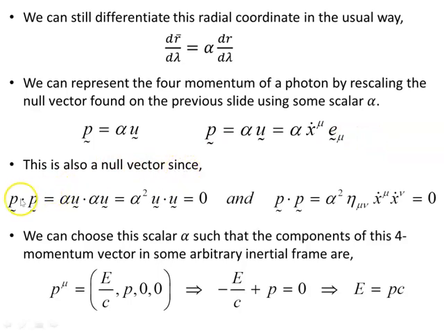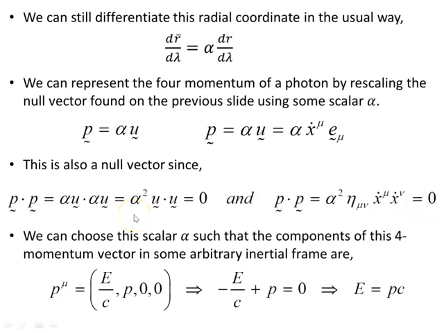This is also a null vector, since P dot P, the inner product of P with itself, is alpha u contracted with alpha u, which is alpha squared u dot u. We know u dot u is 0 already, so that takes this scalar product to 0. Writing that out in the coordinate notation from earlier, P dot P is alpha squared eta_mu nu x dot mu x dot nu, which is equal to 0.